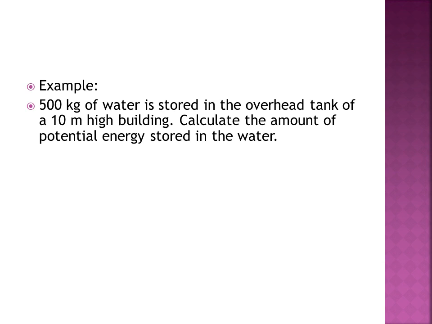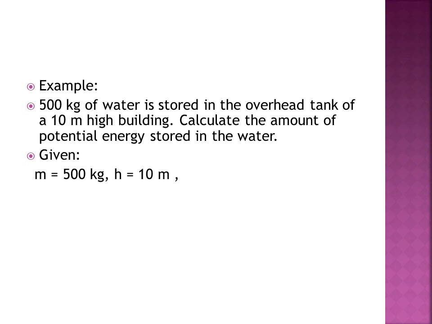Here mass is given as 500 kilogram, height is given as 10 meter, and the gravitational acceleration, the value of g, will always be the same, that is 9.8 meter per second square. It may be given in the numerical or may not be, but you have to remember its value.